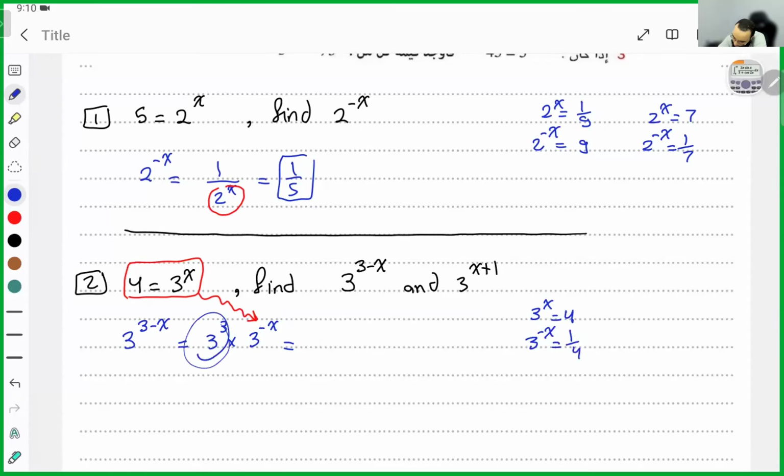Then it's 3 power of 3, which is 27, times 3 power of negative x, which is 1 over 4. Then it's 27 over 4. That's it. Get the next.